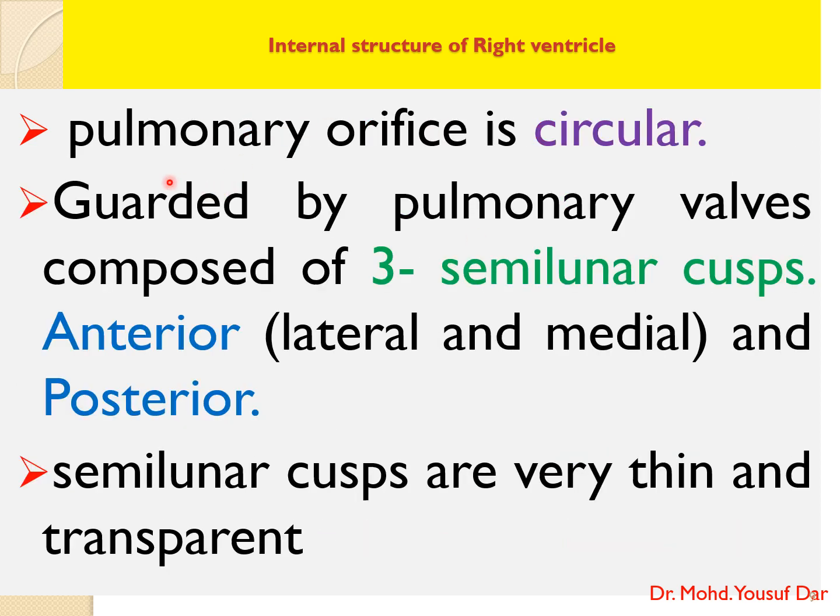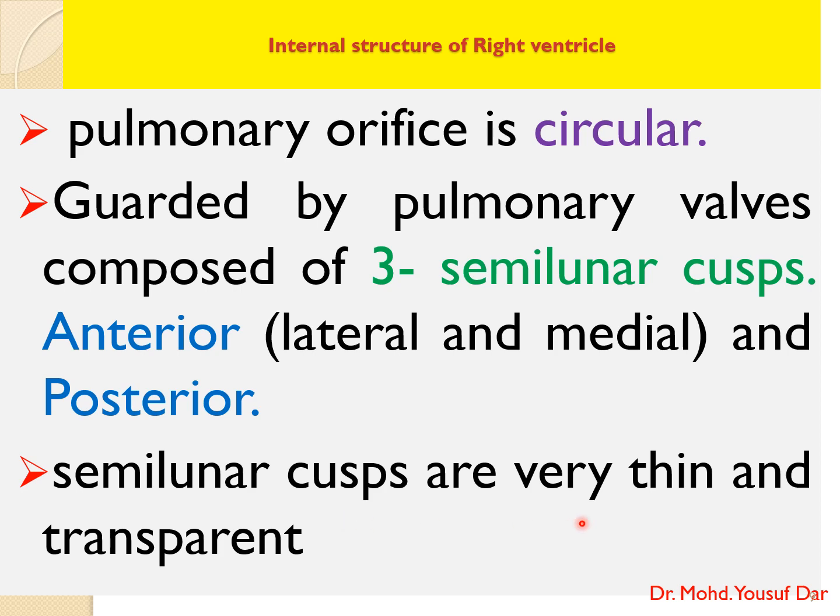Now there is another opening in the right ventricle, known as the pulmonary orifice. This pulmonary orifice is circular and it is guarded by valves known as pulmonary valves. These pulmonary valves are generally composed of three semilunar cusps. Two are anterior, one lateral and another medial, and the other is posterior. So there are a total of three semilunar cusps that guard the pulmonary orifice.